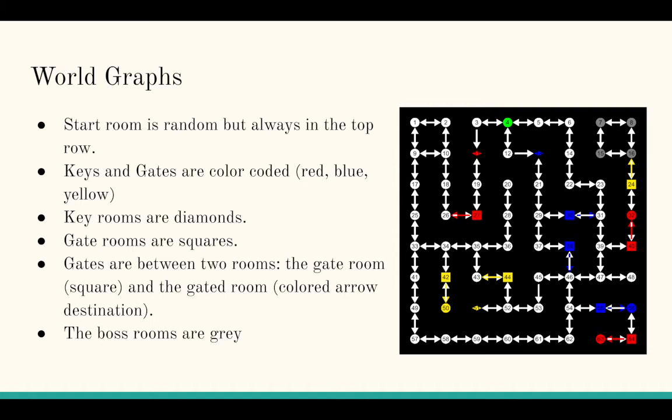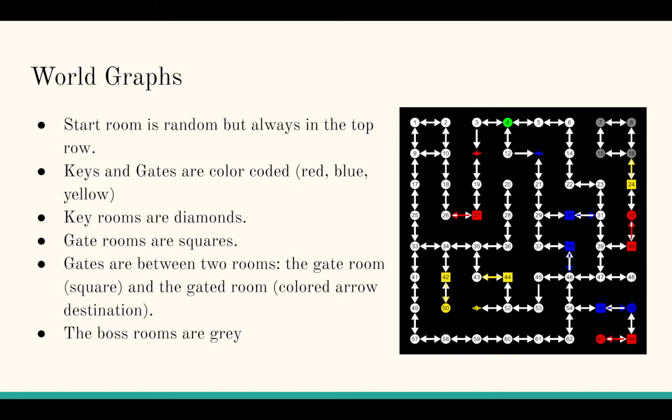And then keys and gates are color-coded, red, blue, yellow, as you can see here. Key rooms are diamonds, just like the boss key diagram. And the gate rooms are squares, same thing. And the gates are between 2 rooms. This is where things start to diverge, because the boss key diagram doesn't actually know anything about directionality. It's just showing connections, how things are connected. But I actually have directional paths, so things need much more refinement.